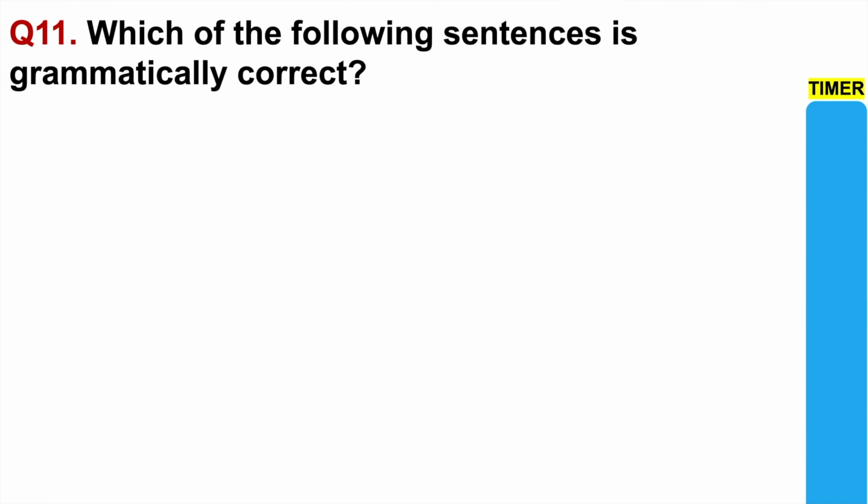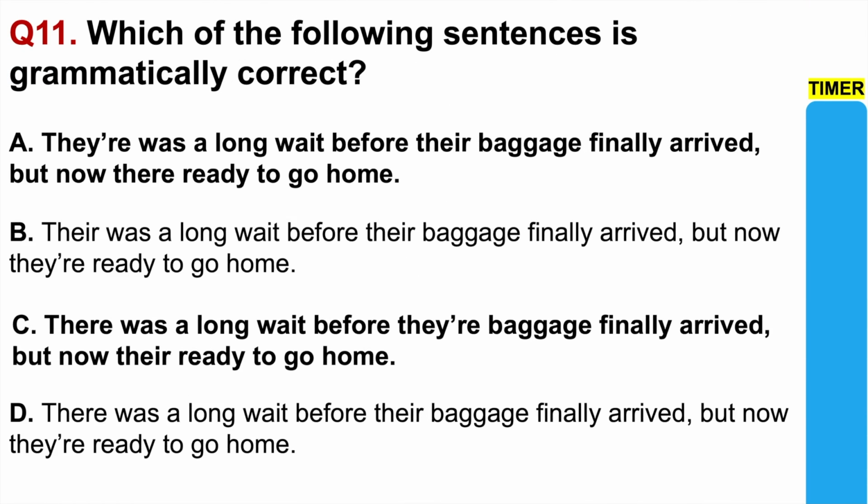And question 11. Which of the following sentences is grammatically correct? There was a long wait before their baggage finally arrived, but now they're ready to go home. Only one of them is correct. Which one is it? A, B, C or D? Here is your timer.